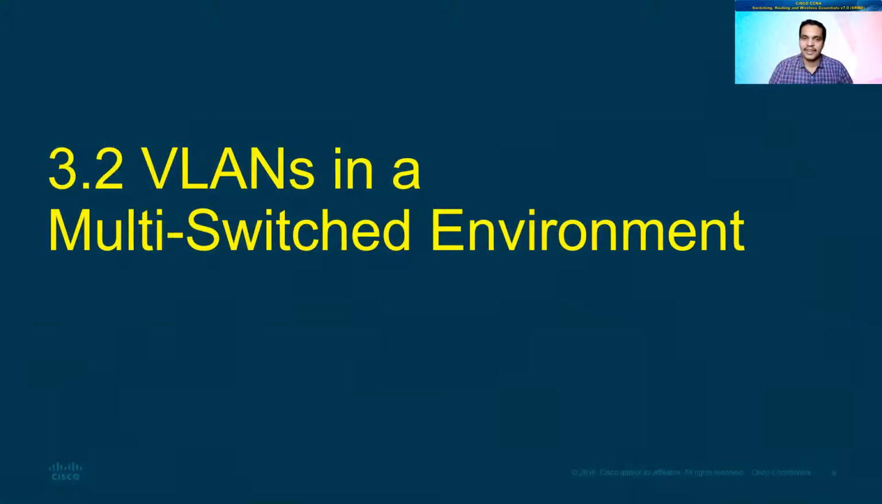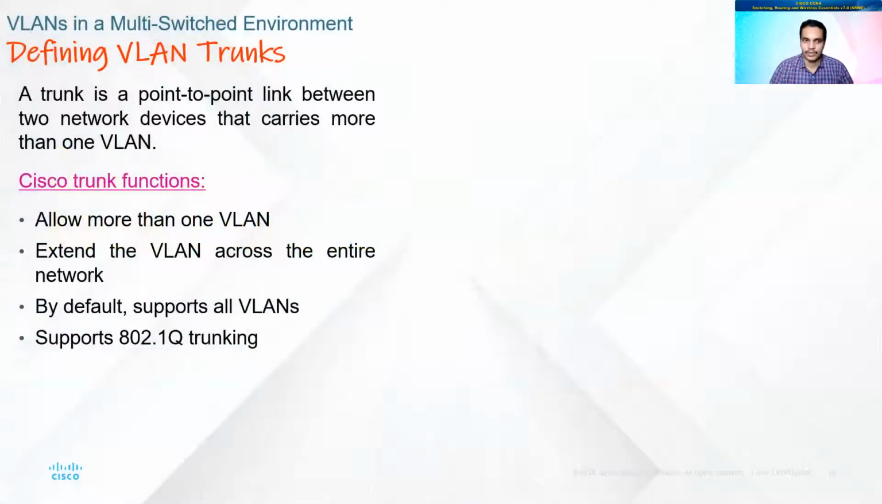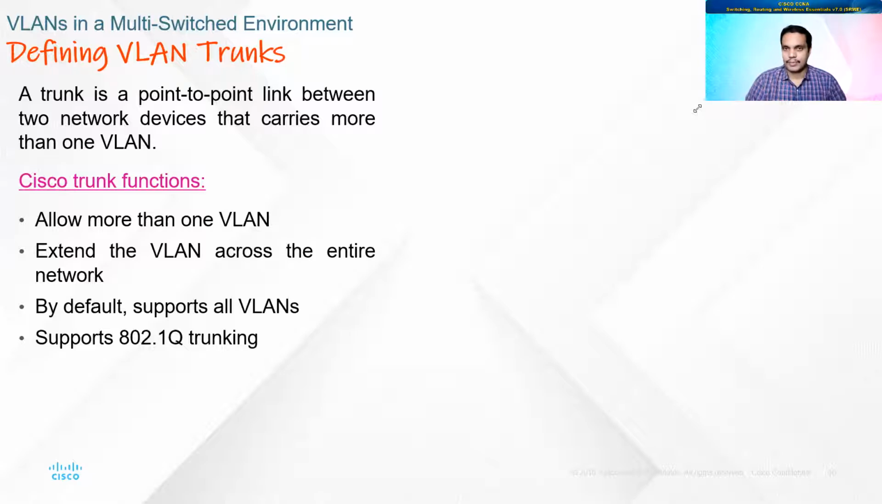Let's talk about VLANs in a multi-switched environment. What do you understand by the multi-switched environment? Here, we come across the term called trunks. What is a trunk? A trunk is a point-to-point link between two network devices that carries more than one VLAN.